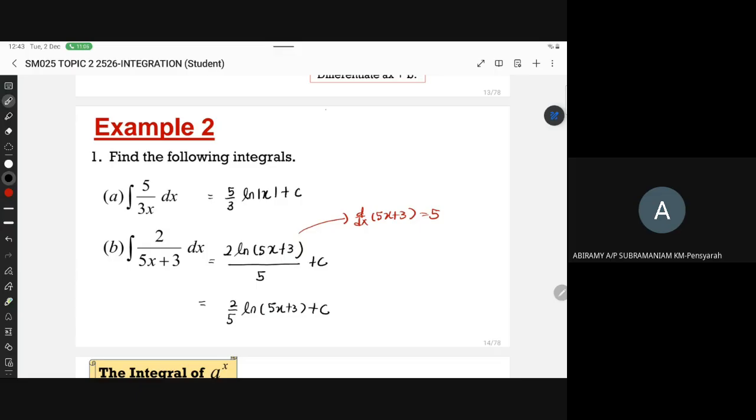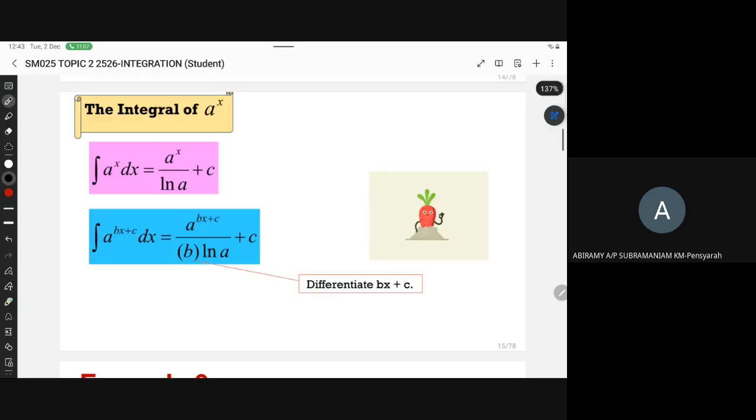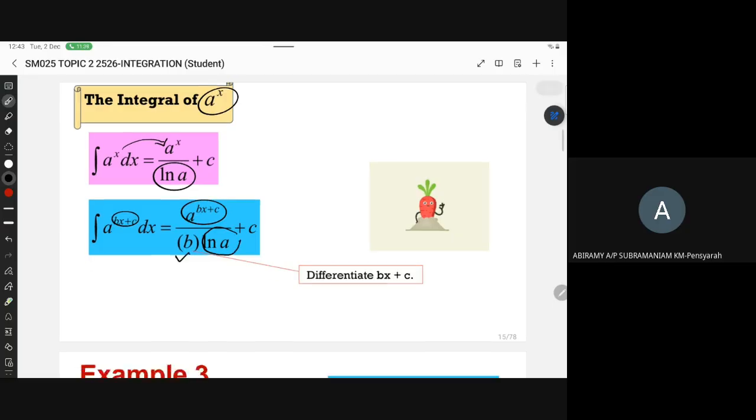Okay. Next, we are going to look at the integral of exponential functions. When we have x in the power, we call this an exponential function. So what happens when we integrate a to the power of x? Step 1, we copy back the function. Step 2, divide by ln of the base. And what if we have a to the power of bx plus c? Step 1, we copy back the question, divide by ln of the base, and also divide by the differentiation of the power, which is bx plus c.